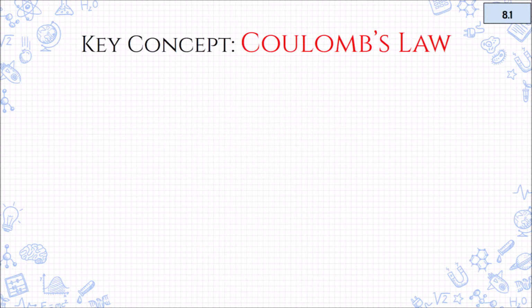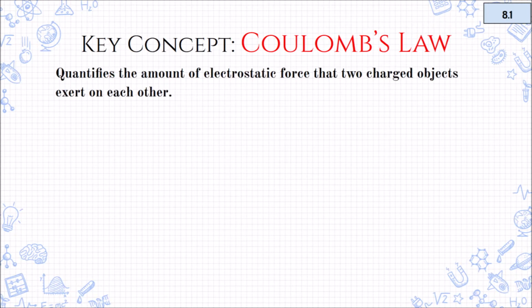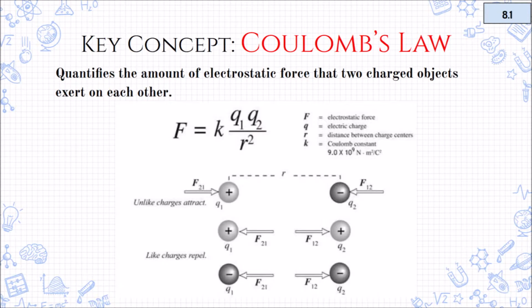Here's the key concept: Coulomb's law. Coulomb's law is used to calculate the force between two charged objects, an attractive or repulsive force. In chemistry, we use it to calculate the attraction between ions of opposite charge, determining the strength of the attractive force. The formula is the force F, which is equal to K Q1 Q2 over R squared, where K is a constant, Q1 and Q2 are the charges of the two ions, and R is the distance between the ions.